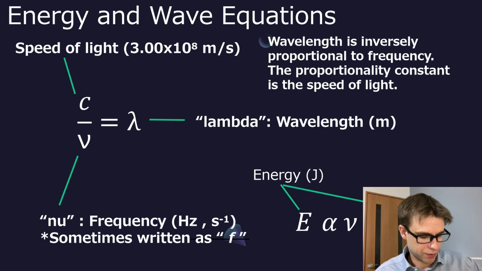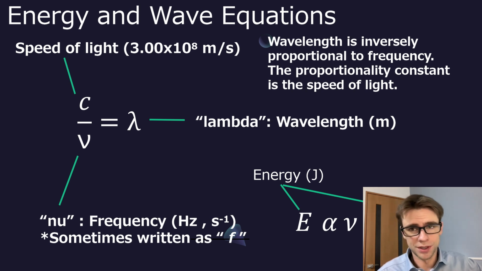So we have frequency as nu in seconds to the -1, also known as hertz. You might have heard that before. You can use either one for the units of frequency. And sometimes that will be written as an f, especially more in physics, I think. They write it with an f.